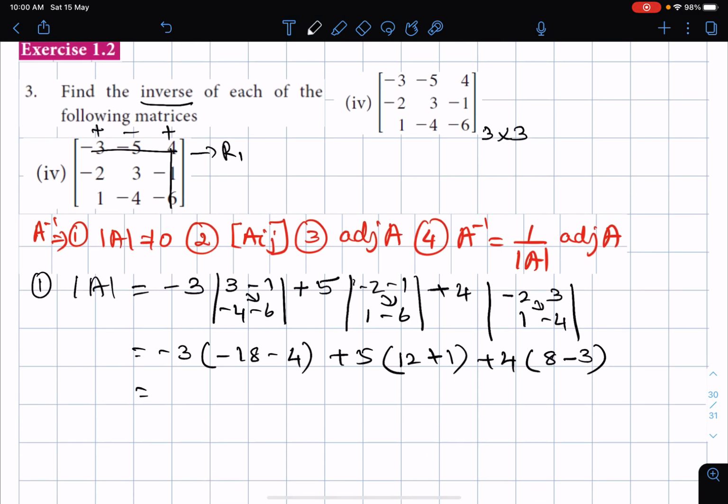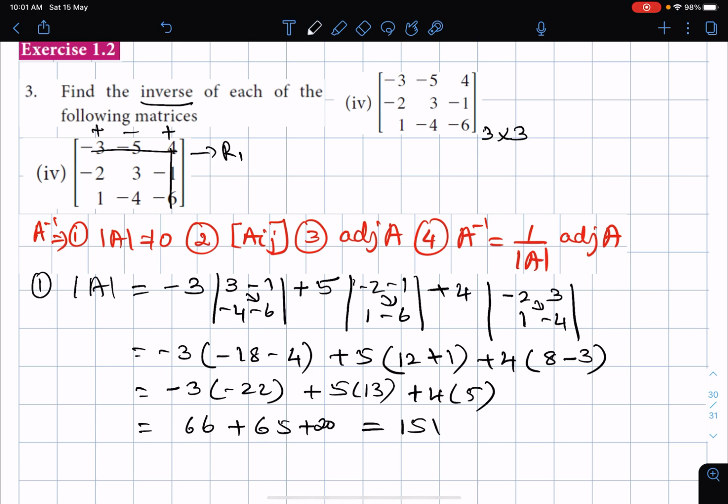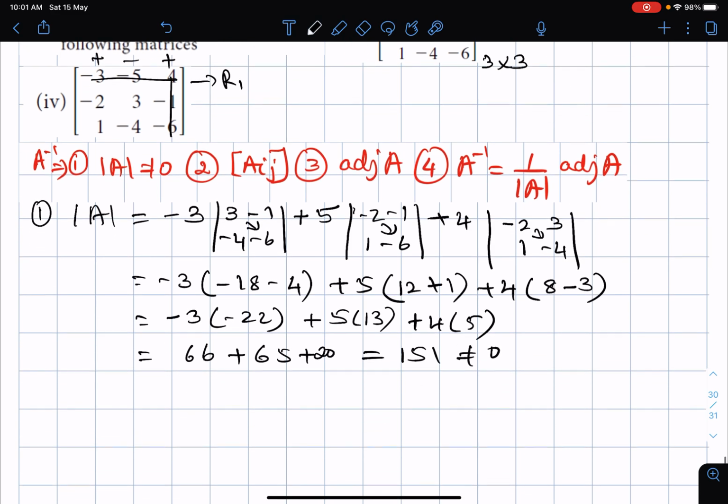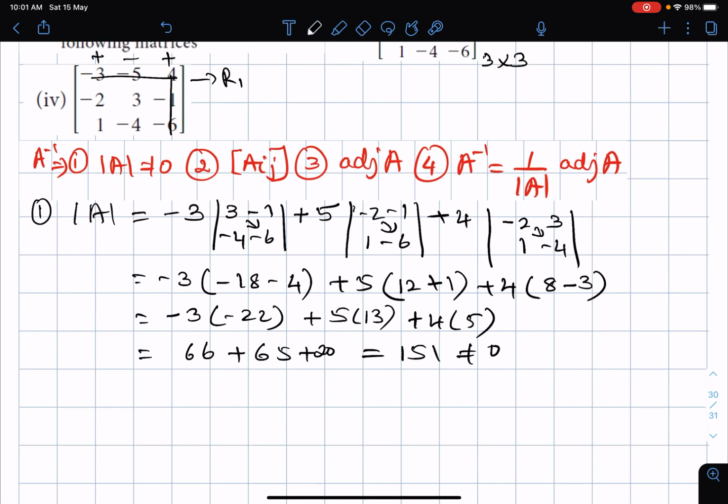So here it is minus 3 minus 22, both sides you are adding it, and 5 into 13, and here it is 4 into 8 minus 3 gives you 5. Now multiply minus into minus plus, so 66 plus 5 into 13 is 65 and 4 into 5 is 20. So your answer is 151, which is not equal to 0. Therefore it is clear A inverse exists. This completes our first step.